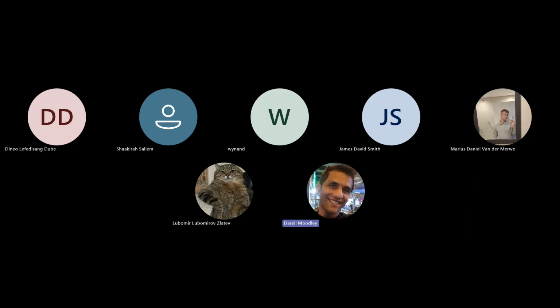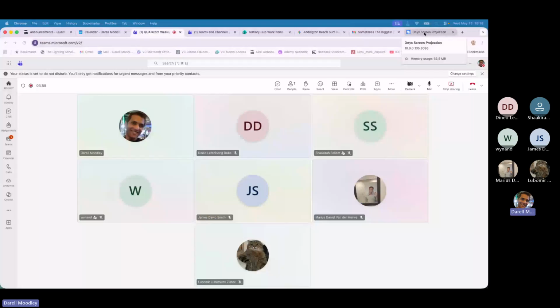Let's start with the content we wanted to cover this evening. We're finishing up learning unit 9, which is the chi-square distribution. Let me share my screen. If you can't see it, please let me know.